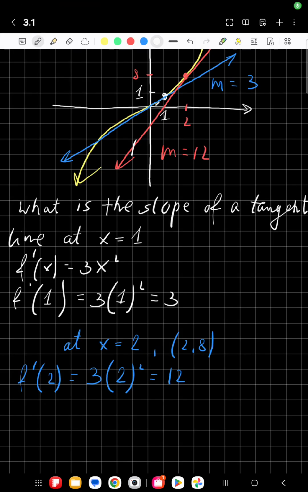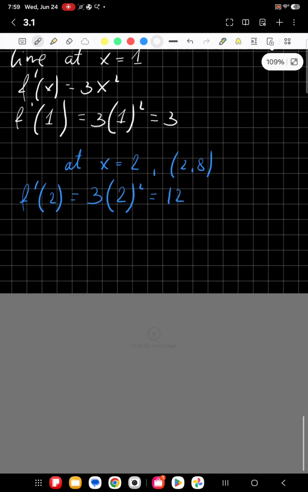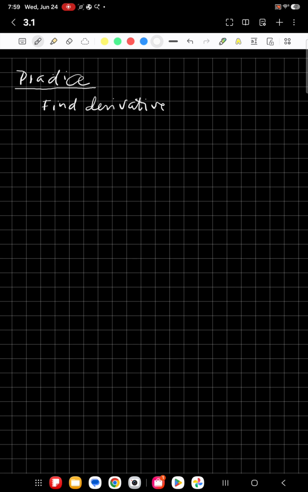Okay, so let me give you a couple of problems for practice. The first three are: find the derivative using the definition.